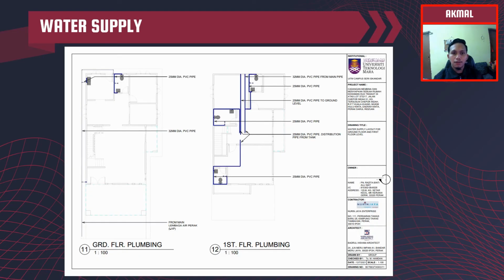Moving on to the water supply layout. The water supply comes from the main pipe of Lembaga Air Perak, and it goes up to the water tank at the roof level. From that, it will distribute to each of the toilets inside the building. PVC pipe has been chosen as the material for the water supply, and it comes in a variety of sizes.